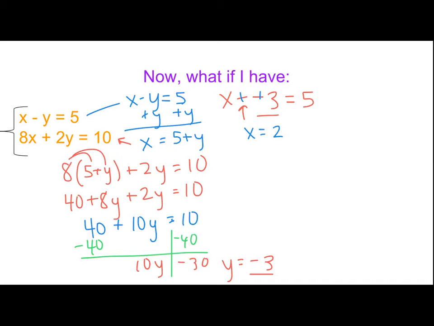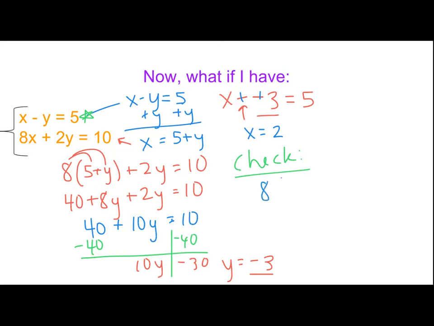Then, to check our work, we always want to make sure we check. To check our work, we're going to go back to our other equation. So we solved it for this first one right here, so we're going to use it in the second equation there. So now I'm going to replace my x and my y values.